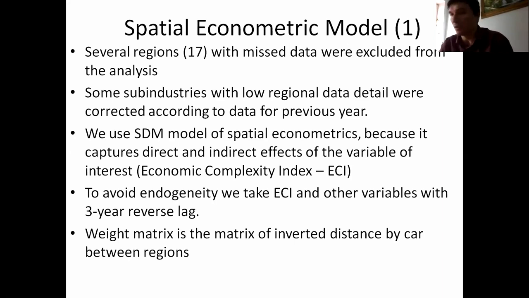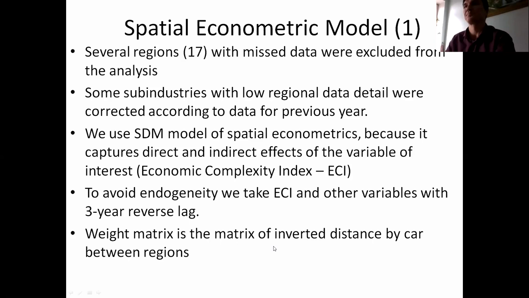Okay, so a short description of the data. Of course, I use the data of Rosstat. I take off 17 regions because of missing data. And I use the SDM, spatial Durbin model, to check all hypotheses. I take independent variables and control variables with a lag of 3 years to the dependent variables. For example, I took economic complexity for 2008 and economic growth for the period 2011-2008. And the weight matrix is the matrix of inverted distance by car between regions.